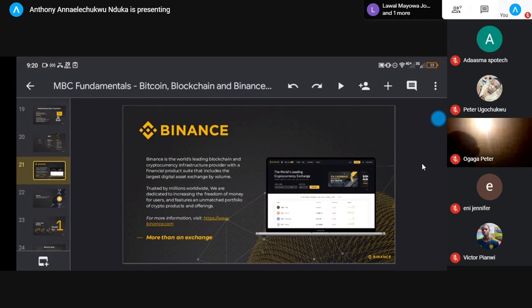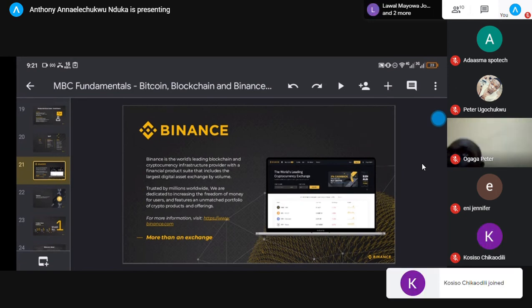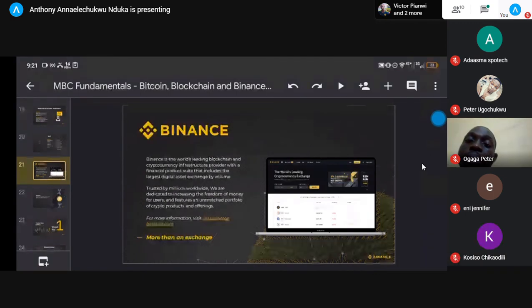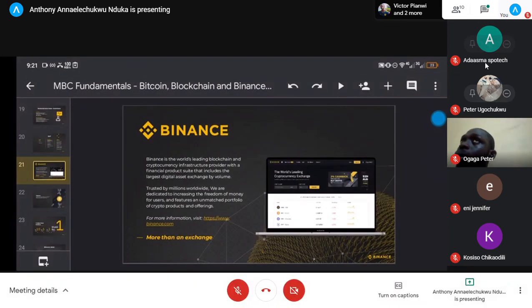Now, Binance is the world's leading blockchain and cryptocurrency infrastructure provider with a financial product suite that includes the largest digital asset exchange by volume. Now, let me explain this in a better way. Binance is actually an exchange. It is a platform where you can exchange your cryptocurrencies for fiat money, and also do some other stuff on the Binance network that makes it easy for you. By volume, in the sense that you have lots of people trading on this platform, it is totally liquid, in the sense that you can easily make your transactions and leave the platform as you wish.